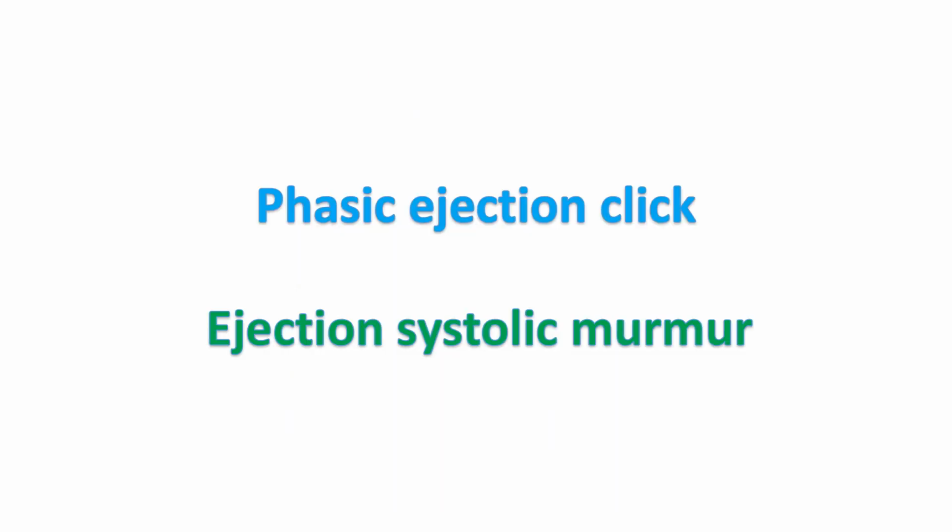Clinically important findings in valvular pulmonary stenosis are the ejection systolic murmur and phasic ejection click. Ejection systolic murmur in the pulmonary area may be associated with a thrill. Phasic ejection click is better heard in expiration and is the only right-sided event which is better heard in expiration. Ejection click may also be called ejection sound. It moves closer to the first heart sound in inspiration.